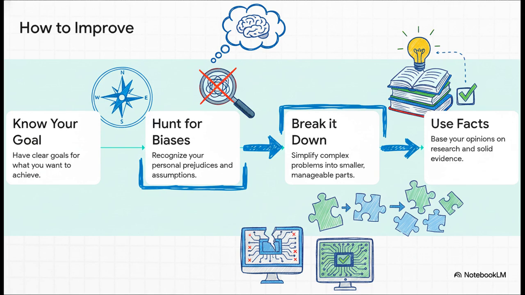First, always know your goal. If you don't know what you're aiming for, any path can look right. Second, actively hunt for your biases. Look, we all have them. The only way to stop them from running the show is to drag them out into the light. Third, break down big problems. Complex problems feel way less intimidating when you tackle them one piece at a time. And finally, the golden rule. Base opinions on facts. Build your arguments on a solid foundation of evidence, not just feelings.